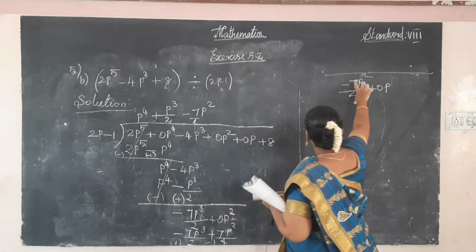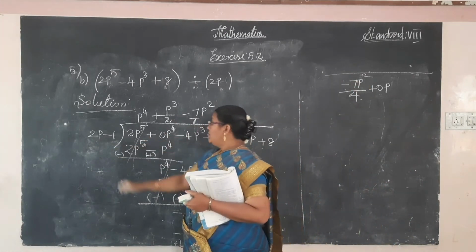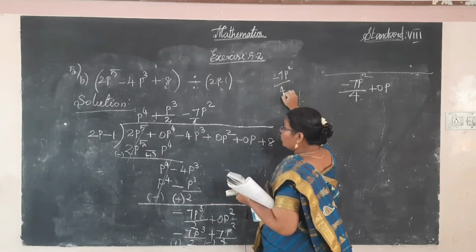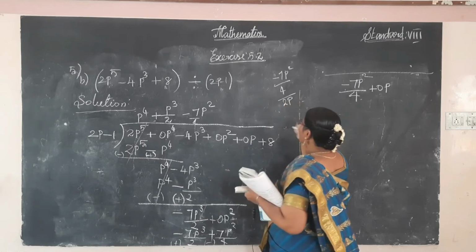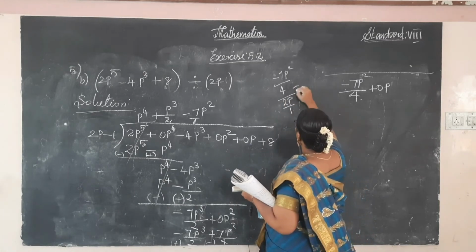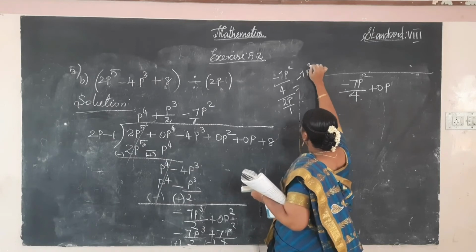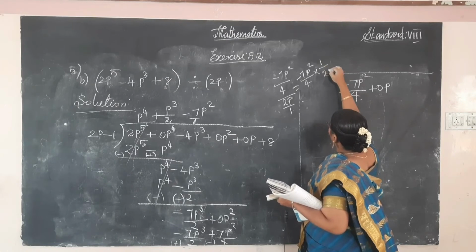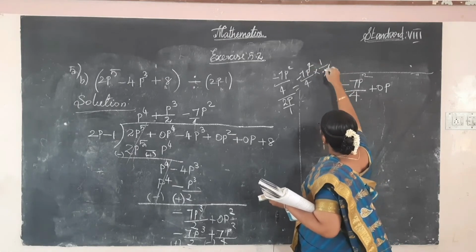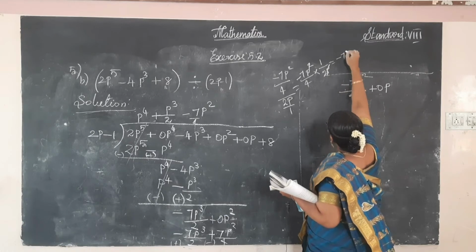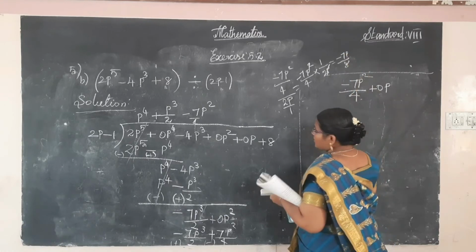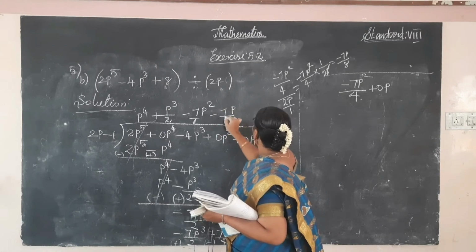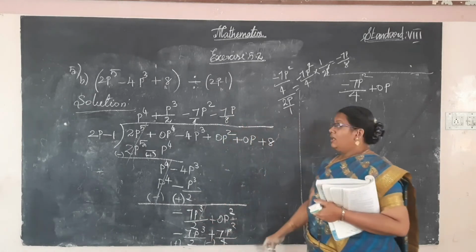And then the first term of the dividend by the divisor. What we get? Minus 7p squared by 4 divided by 2p. It can be written as minus 7p squared by 4, in the reciprocal 1 by 2p. P will be cancelled. So what we get? Minus 7p by 8. So what is the quotient value? Minus 7p by 8.